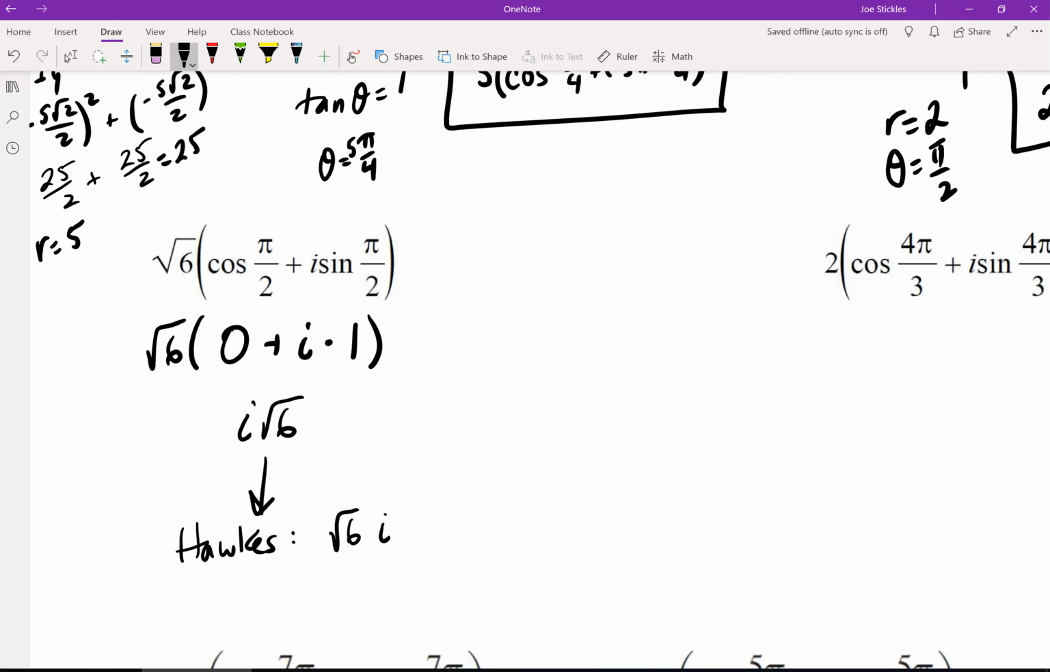It likes a plus bi. It likes the i on the end a lot of times when you put in answers. So be aware of that. If you put it as i root 6, it's going to tell you to re-enter it. And that's probably what it wants you to do.